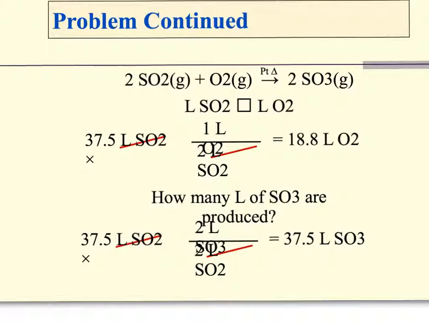Well, let's add to that and say, how much sulfur trioxide could we make? Well, we would do a liter-liter conversion using sulfur dioxide, and we would convert to sulfur trioxide. So 37.5 liters of sulfur dioxide. Again, we will be using our coefficients, allowing us to cancel out liters of sulfur dioxide, placing us in liters of sulfur trioxide, and our answer would be 37.5 liters of sulfur trioxide could be produced.